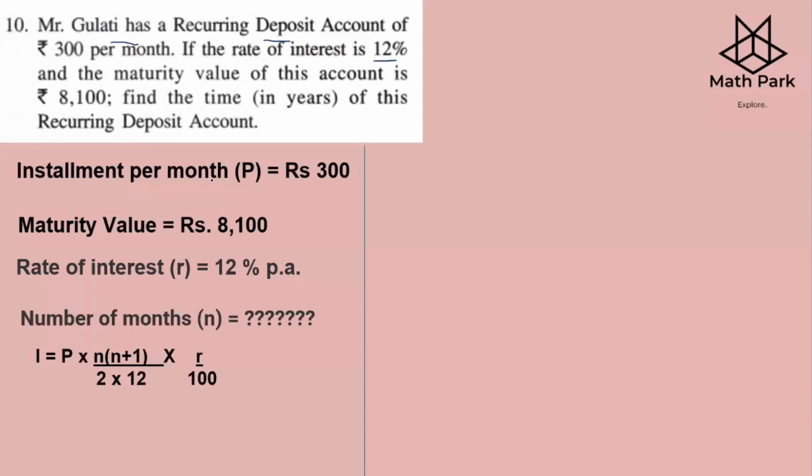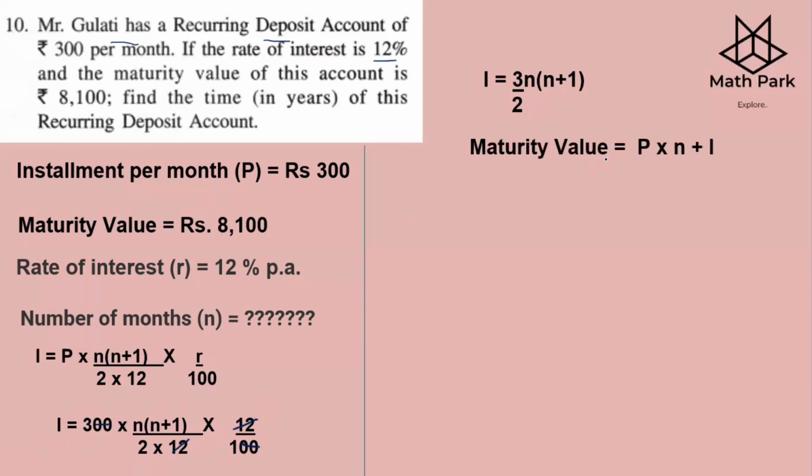Let us use the interest formula. Substitute the values. So 300 into n in bracket n plus 1, and 12 and 12 got cancelled. So 3 by 2, which is 1.5, or you can write just 3 by 2. So we get I is equal to 3 by 2 n in bracket n plus 1. So maturity value is 300 into n plus I, where I is 3 by 2 n in bracket n plus 1, is equal to rupees 8,100.